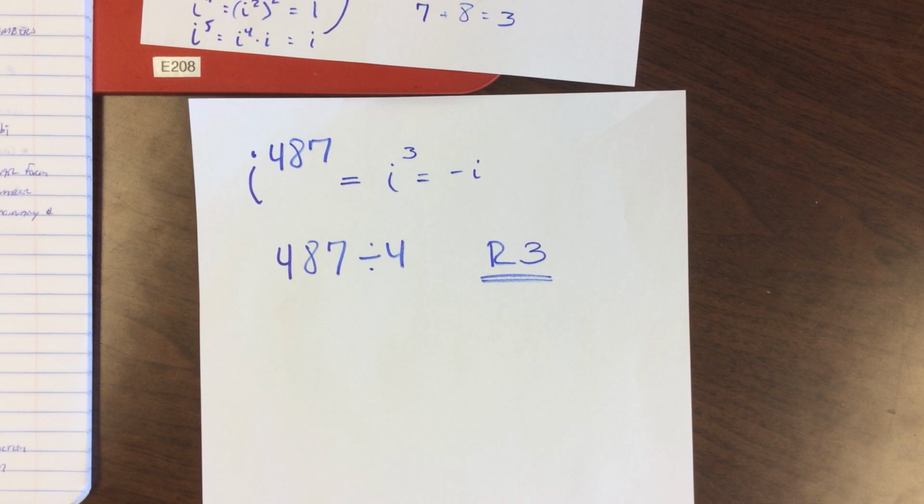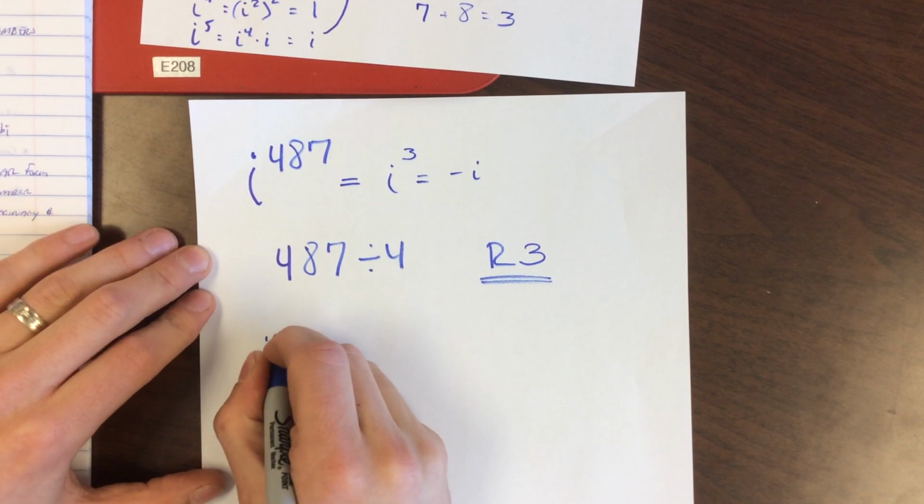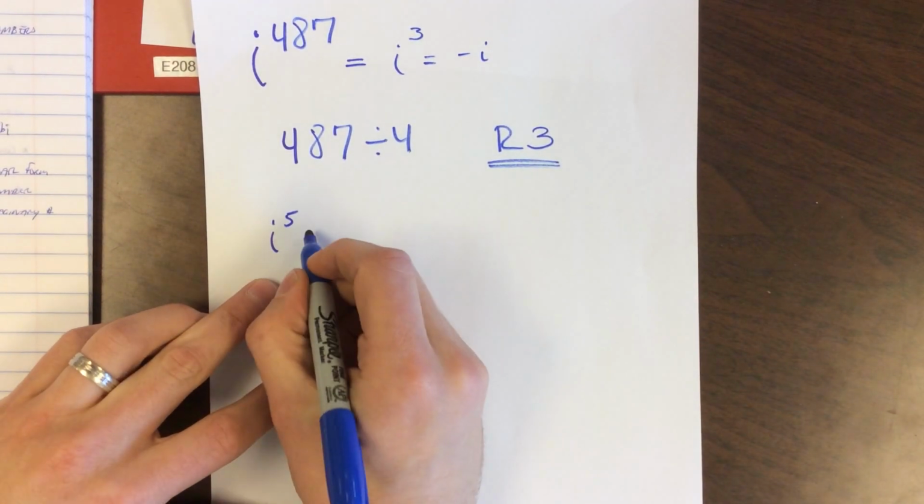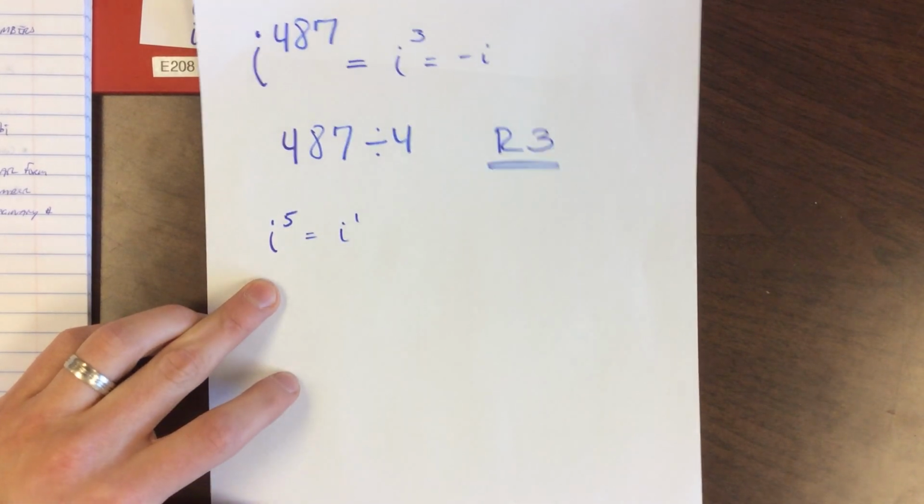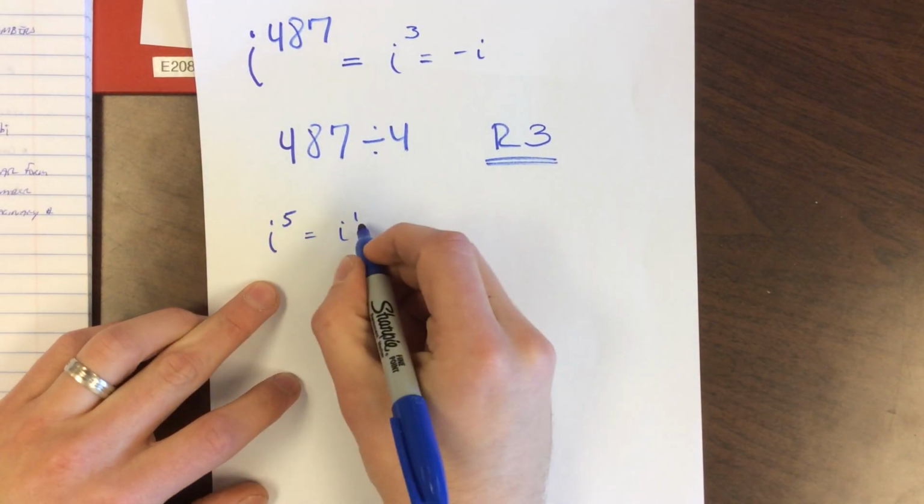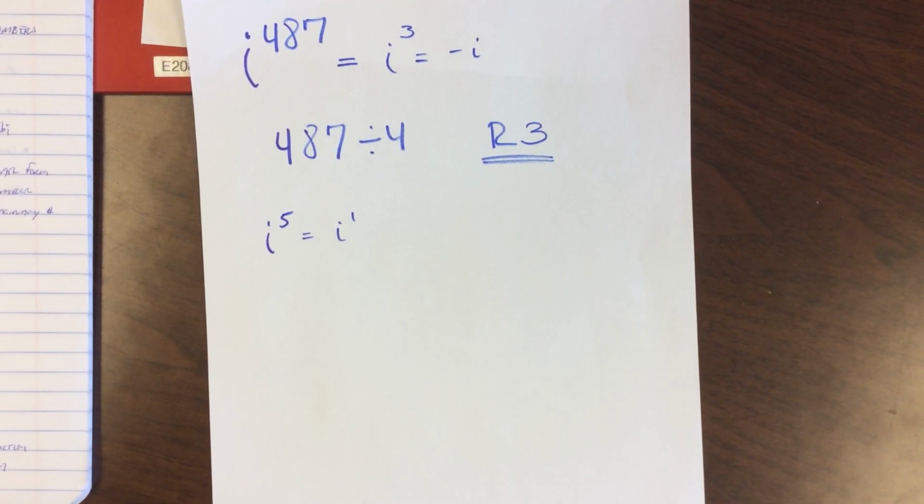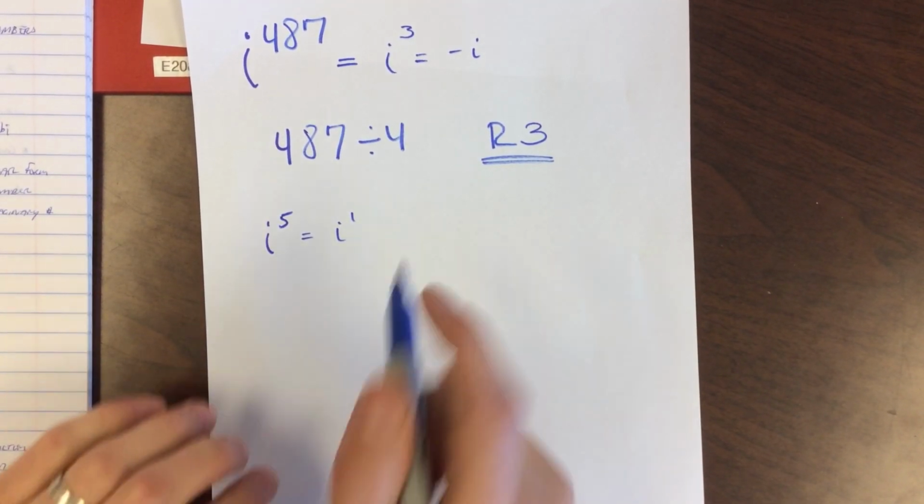Would we ever have a remainder that's larger than 4? Then you would just do that again, right? So what if our remainder is 5? Then our remainder is 1. So, can you ever have a remainder that's greater than 4? No, because we can take out another 4. So, we've got this.